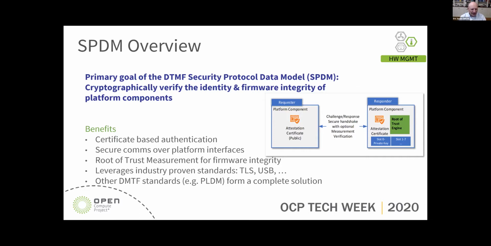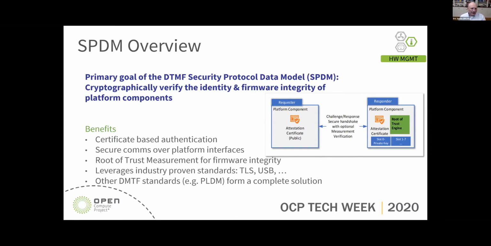So the key benefits are that it's a certificate-based, or can be a certificate-based, authentication. It has an identity that's based in a root of trust. It leverages a number of different proven standards from TLS and USB 3. And it also uses a number of other protocols in the DMTF protocol stack in order to provide a complete solution. An example of this is PLDM, which allows you to validate and update firmware.